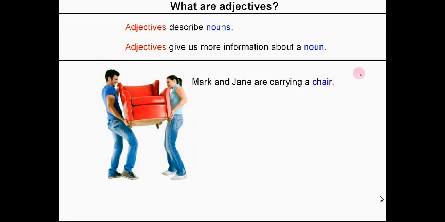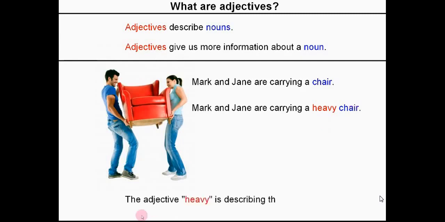And if we want to give more information about the chair, then we can say Mark and Jane are carrying a heavy chair. So heavy is the adjective. It describes the chair. Okay, so the adjective heavy is describing the noun chair. Gives us more information about it.